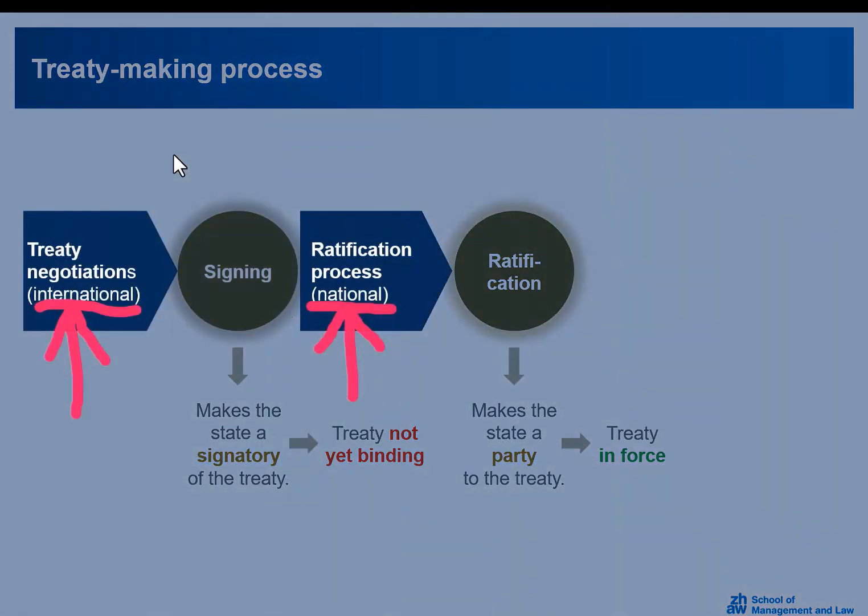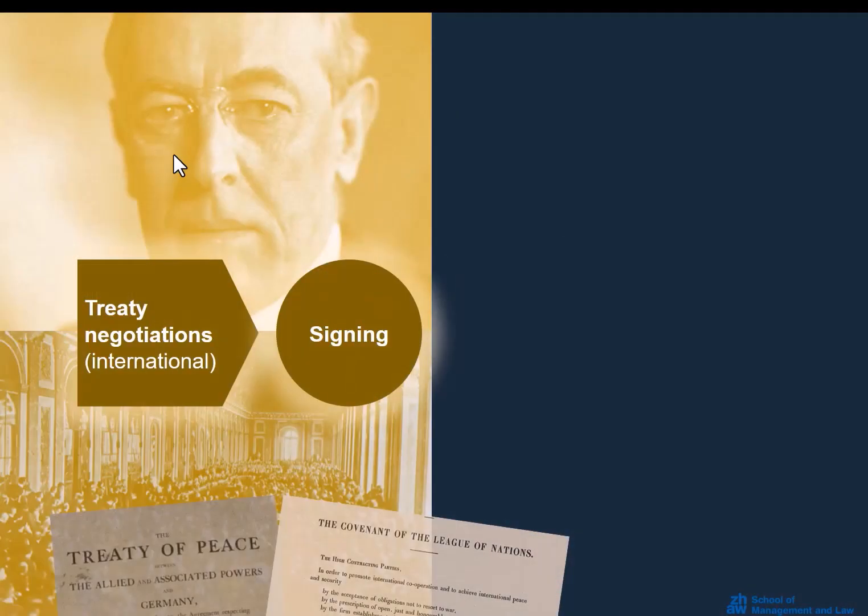In contrast to the international treaty negotiations, the process leading up to ratification is national rather than international. It's a political process that takes place at the national level. The 1919 Peace Treaty of Versailles that ended World War I provides a good example. The international negotiations taking place in the Castle of Versailles, near Paris, were where American President Woodrow Wilson was very successful in convincing the representatives of the other states involved to adopt his program for the peace of the world, his famous 14 points, as the basis of the peace treaty and the related covenant of the League of Nations.